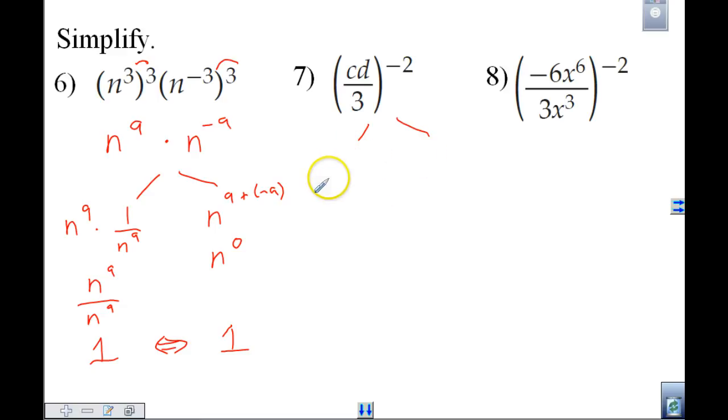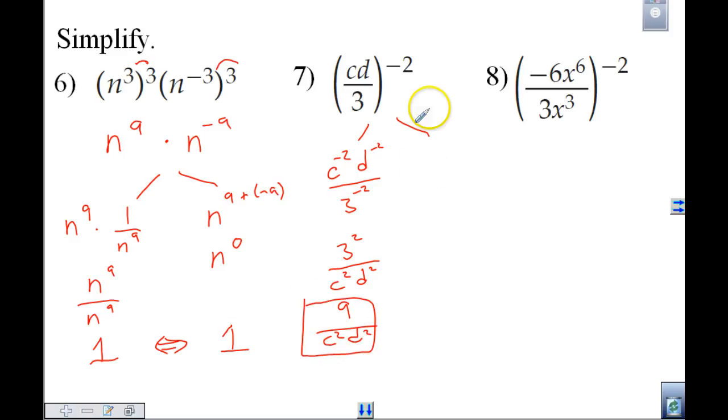Two directions. You can either say, okay, that's c to the negative 2, d to the negative 2, all over 3 to the negative 2, and then flip it all. So that's 3 squared over c squared d squared, which is 9 over c squared d squared. That's one way. Another way is flip it at the beginning. Do 3 over cd to the positive 2. Since I flipped it, you can change to positive.